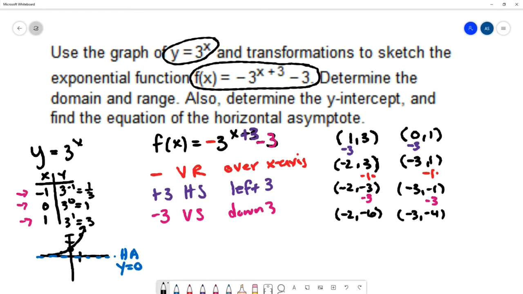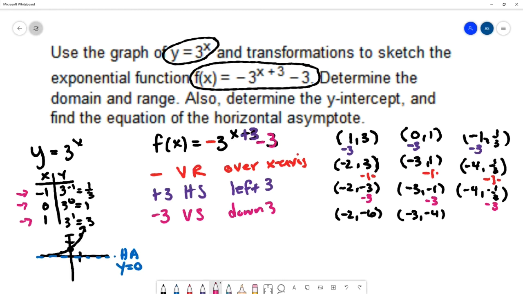Okay, last point is negative 1, 1/3. And we're going to shift to the left 3, so subtract 3 from our x. That makes our x-coordinate negative 4. Then we're going to do our reflection, multiply by negative 1 on the y. We get negative 4, negative 1/3. And then we're going to shift down 3, so we're subtracting 3 from our y.